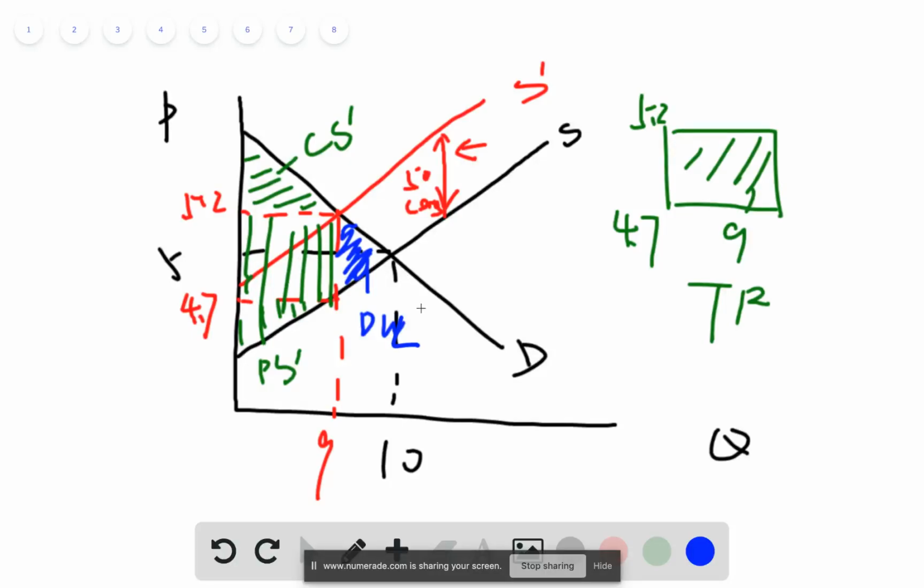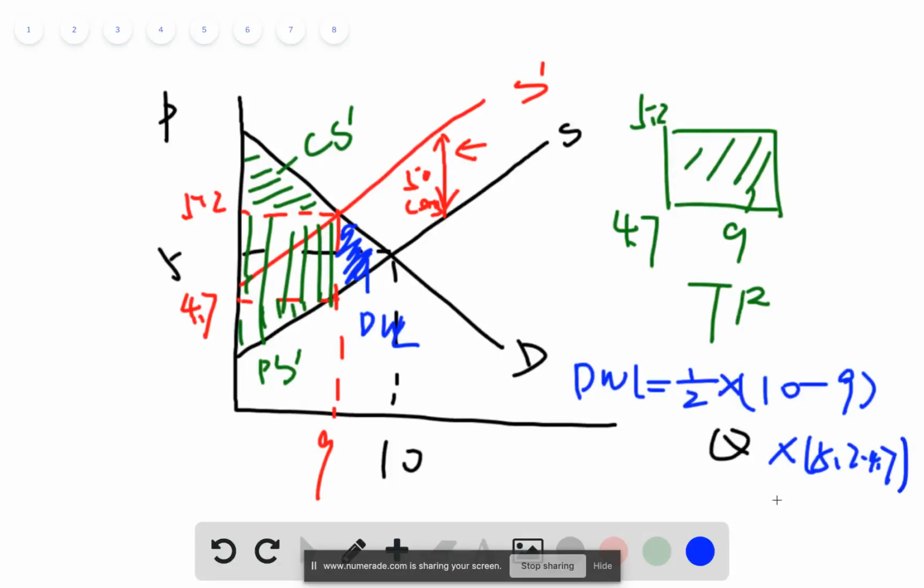And the deadweight loss, if you calculate it, should be equal to 1/2 times (10 minus 9) times (5.2 minus 4.7). So that should be 500,000. Okay, that's the deadweight loss. And the tax revenue, the area of this rectangle, should be (5.2 minus 4.7) times 9. So it should be 4.5 million.